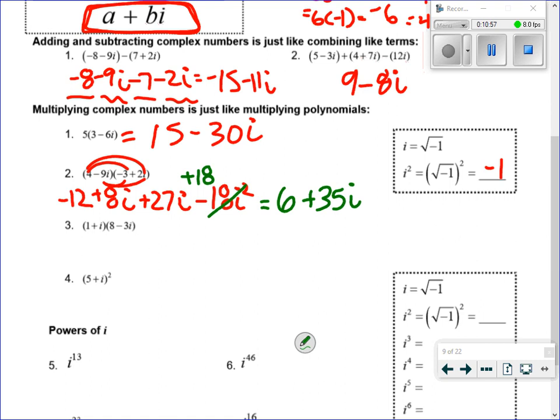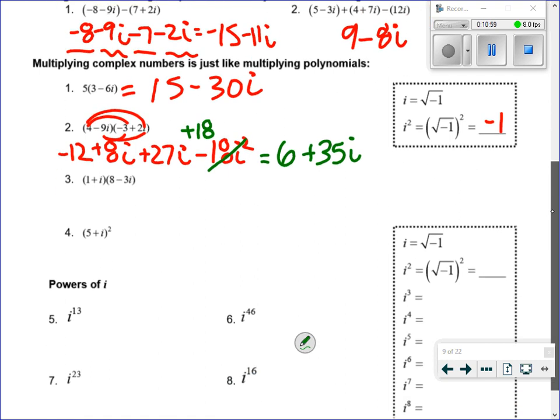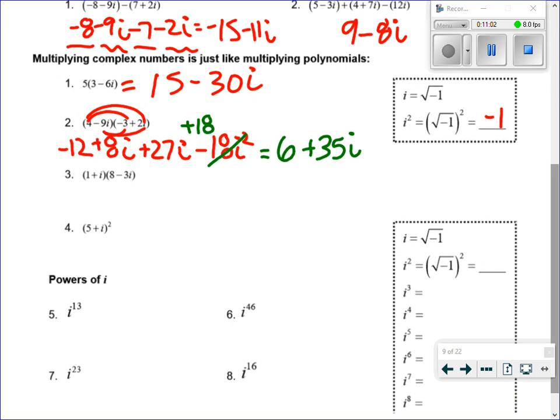All right, so let's check out number 4, and then you'll try 3 on your own. So number 4 is 5 plus i, and it's all squared. So what should I do? Yeah, I should FOIL, but first let's write it out side by side. Remember, something times itself is something squared. And then we FOIL it. So when we FOIL it, we would have 25 plus 5i plus 5i plus i squared.